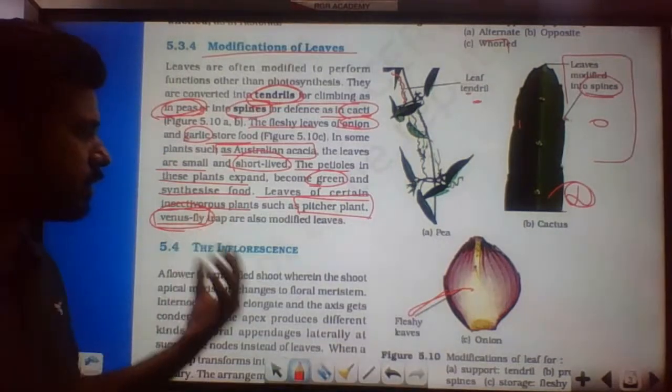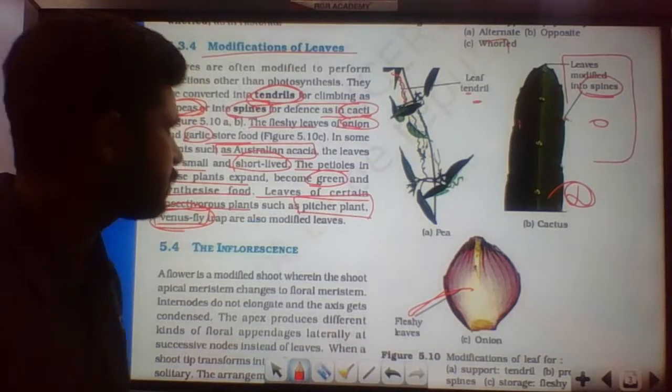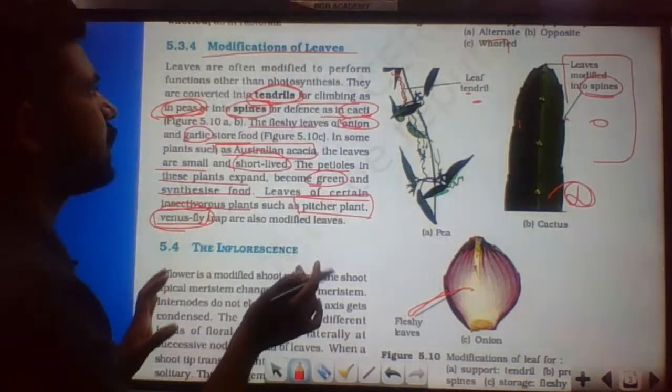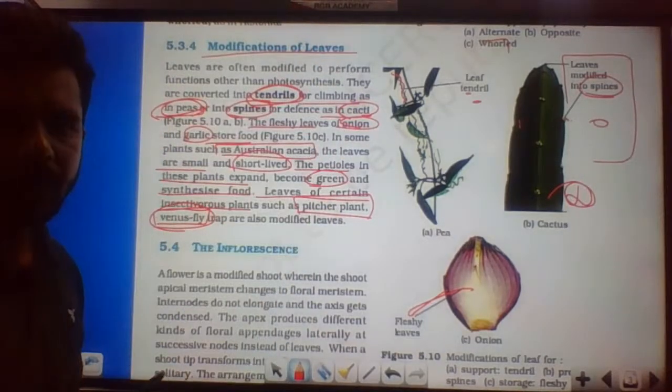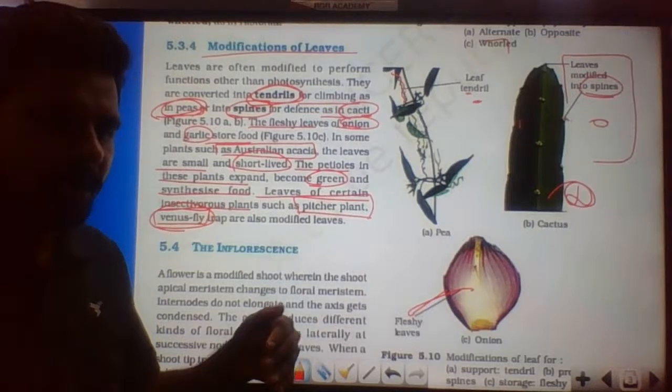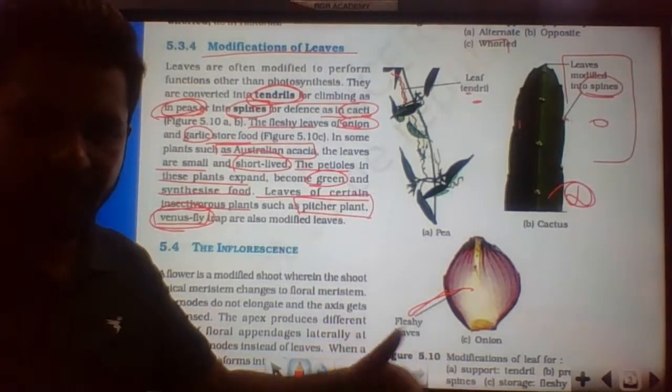So these are also leaf modifications. How can we expect a question from this content? Which are the leaf modifications? Those are the examples.